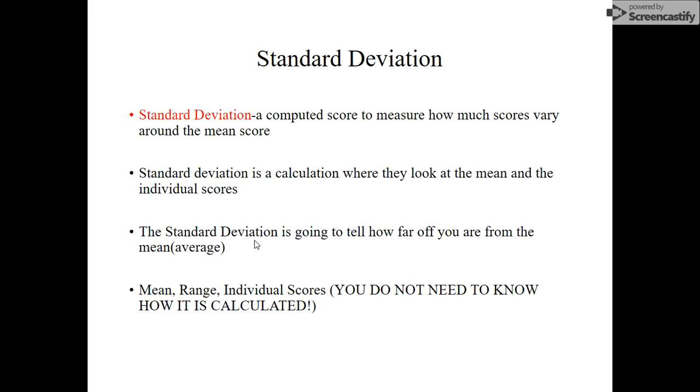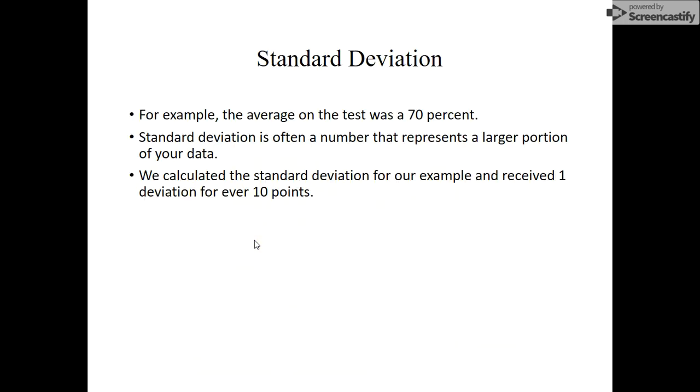So another concept to talk about is standard deviation. Standard deviation is a computed score to measure how much scores vary around the average. So a standard deviation is a calculation where they look at the mean and the individual scores. The standard deviation is going to tell you how far you're actually off from the mean. Okay. You do not need to know how it's calculated, but you should know what the standard deviation is.